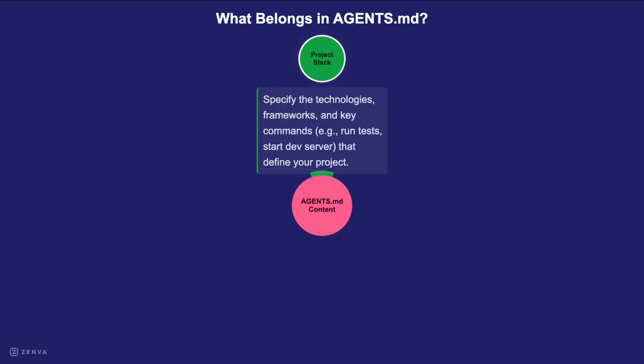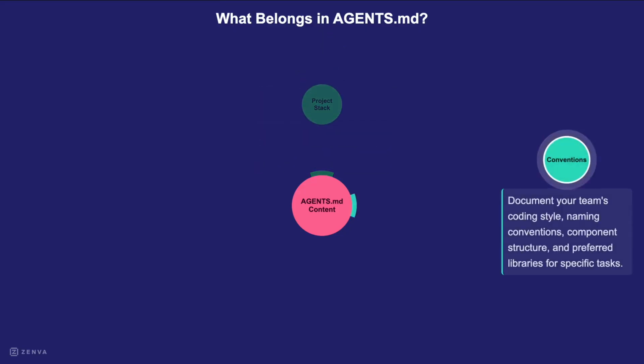Here, you'll list the main tech and tools your project uses, plus commands for tasks like running tests or starting your server. This helps Codex quickly understand your technical setup. Next, define your conventions. This part is key for noting your team's coding style, naming rules, component setup, and libraries you like for common tasks. Setting these guides helps keep your code base steady and clear.